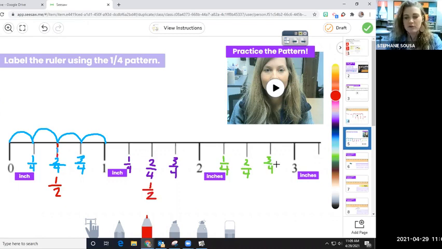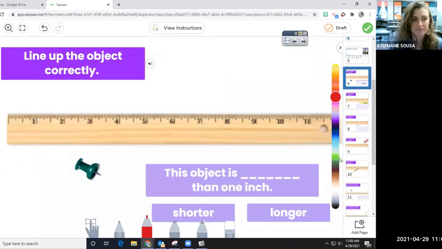1/4, 2/4, 3/4. We're at 3. And then the pattern just keeps going over and over. We're at 3 and now 1/4. And then it would keep going and going. Okay. Any questions about this pattern? Okie doke.